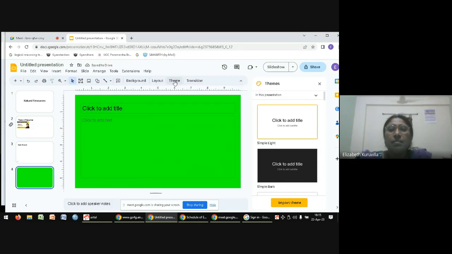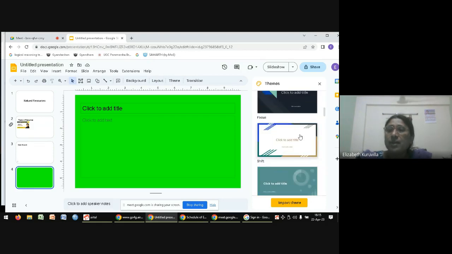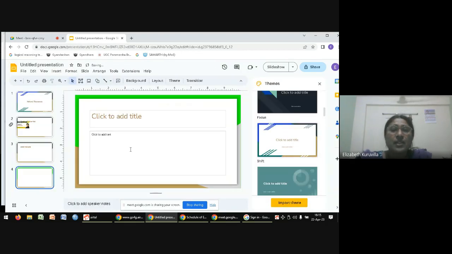And the theme, here the theme is there. If you go to this side, you can see the theme is changing for all the slides. So the theme has changed, the slide theme has changed. So this is the way that you can develop the Google Slides in a proper way.